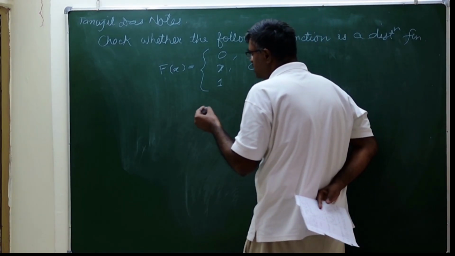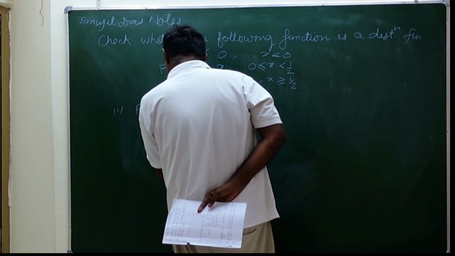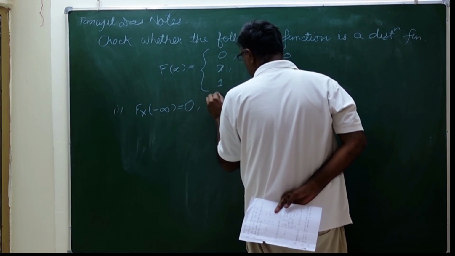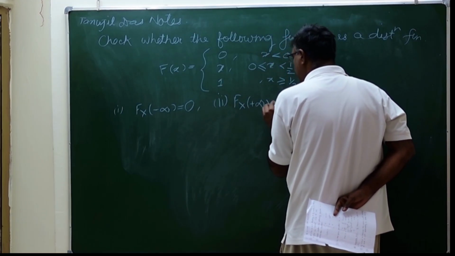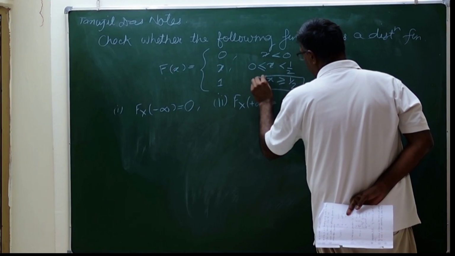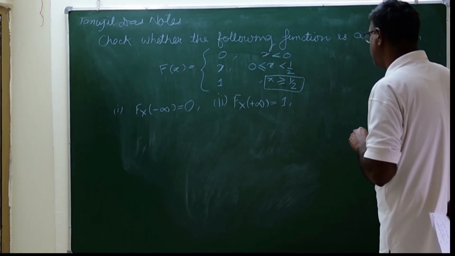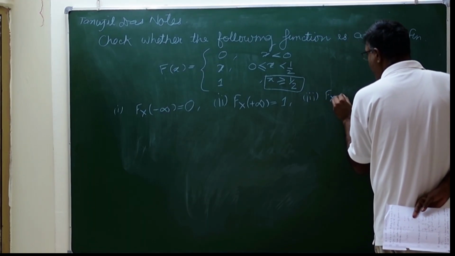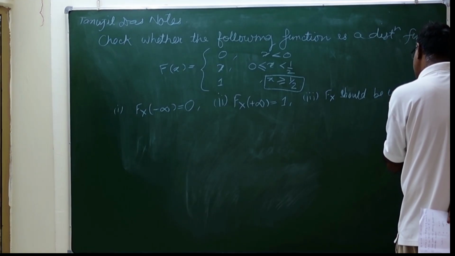So what are the essential properties? First property, I will check whether F of x at minus infinity is 0. Since we are given that F of x is 0 for all x less than 0, this property is satisfied. Second property says F of x at plus infinity should be 1. So here for all x greater than or equal to 1 by 2, we are given that F of x is 1. So these are the two properties which are being satisfied. The third property says F of x should be increasing.